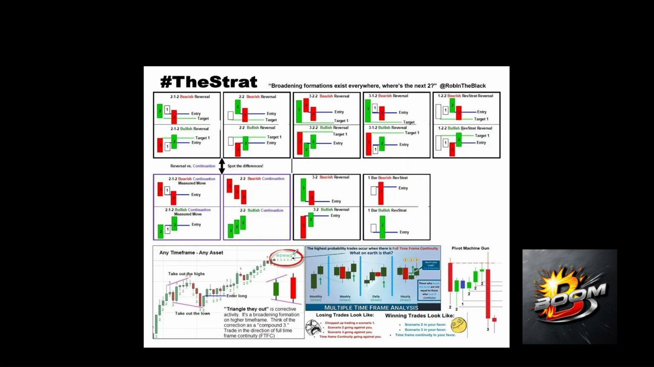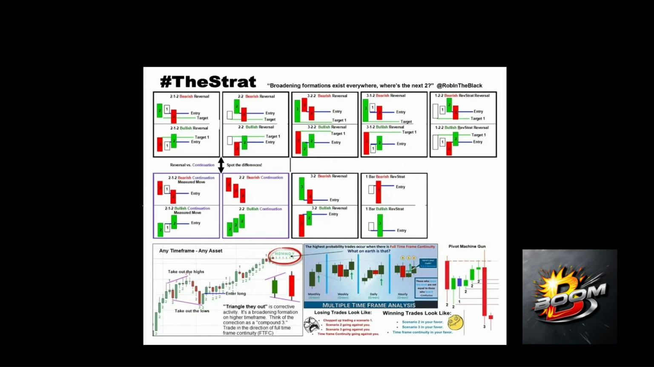And you'll notice that when everything is the same on every single time frame, you have continuity on your side. Your trades are so much easier and they work a lot smoother. You see a lot less chop, and it's just simply the trades you want to be in.